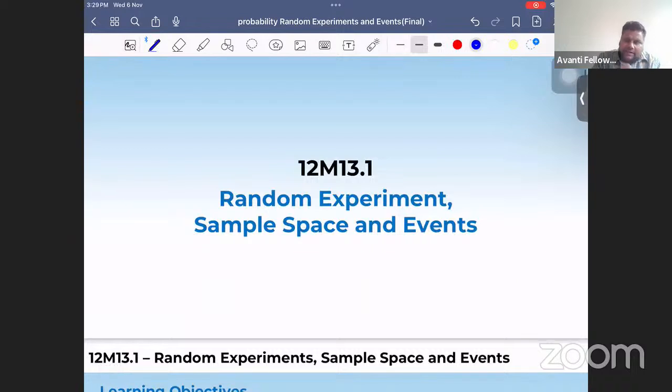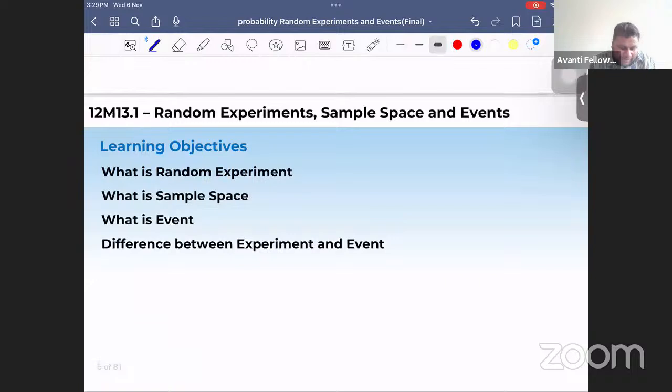Now, there is a term you will understand and you will see very frequently: random experiment. Got it? So there will be a term you will see very frequently, that is random experiment. Now, what is random experiment? There we will understand a few terms: random experiment, sample space, event, and the difference between experiment and event. These are only theoretical points. You just don't have to write them. You just listen to them carefully.